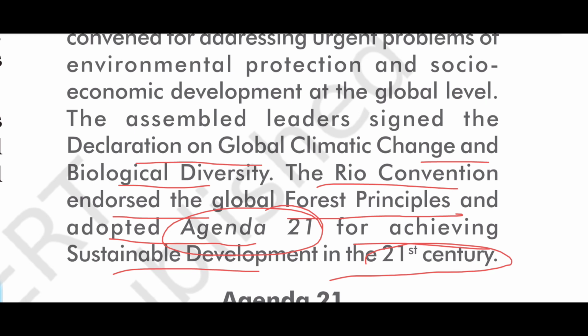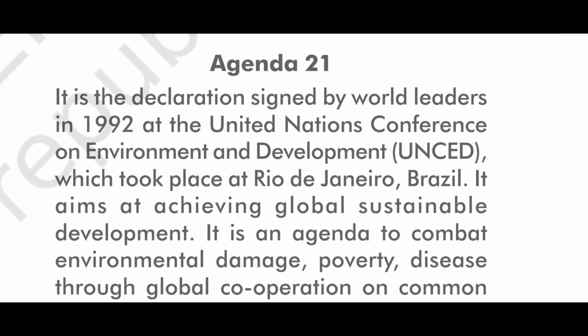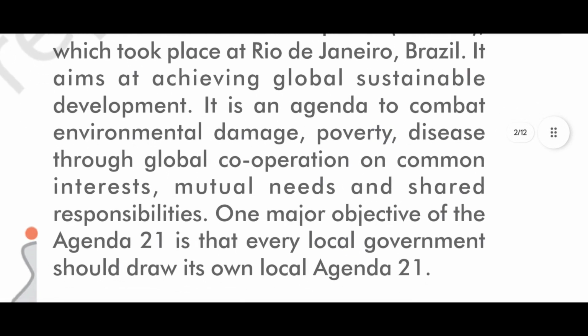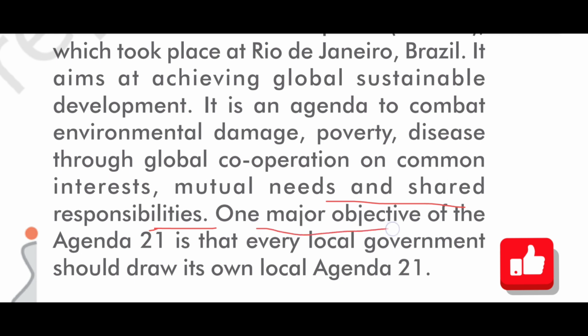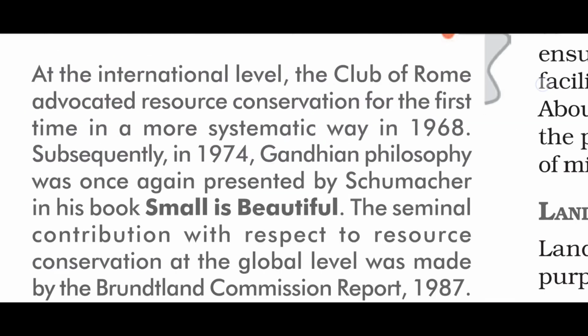Now, what is Agenda 21? Agenda 21 is the declaration signed by the world leaders in 1992 at the United Nations Conference on Environment and Development, called UNCED, which took place at Rio de Janeiro, Brazil. It aims at achieving global sustainable development. It is an agenda to combat environmental damage, poverty, and disease through global cooperation on common interest, mutual needs, and shared responsibilities. One major objective of Agenda 21 is that every local government should draw its own local Agenda 21.